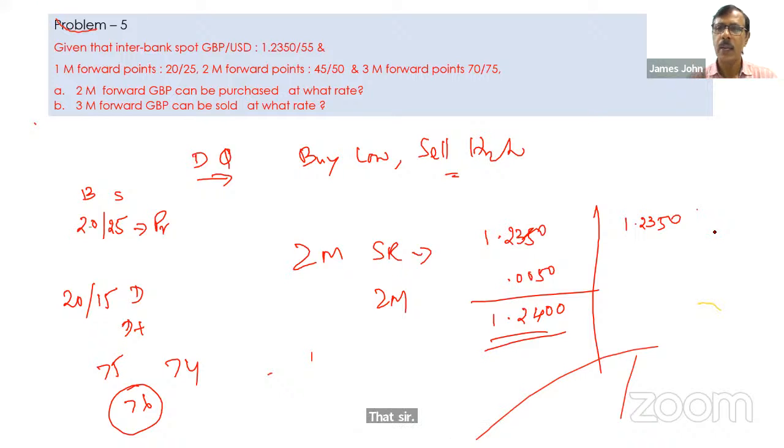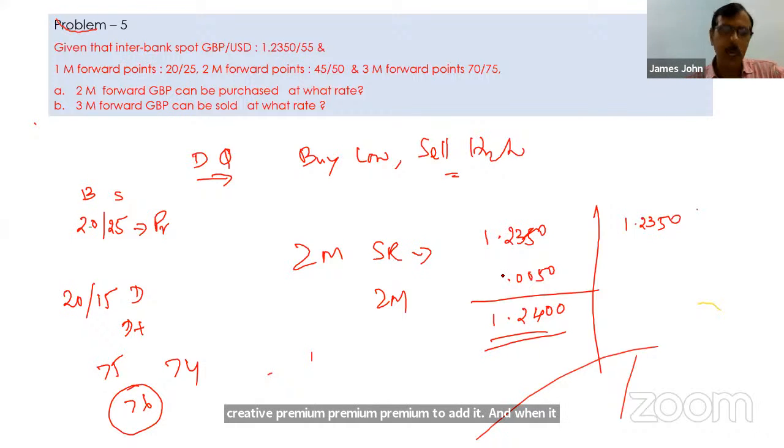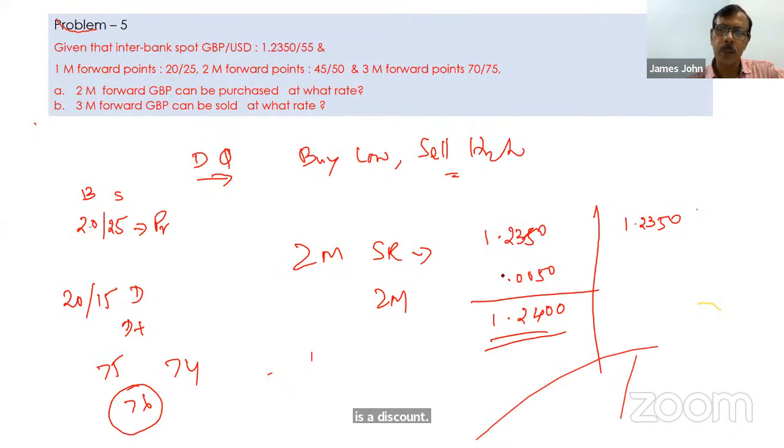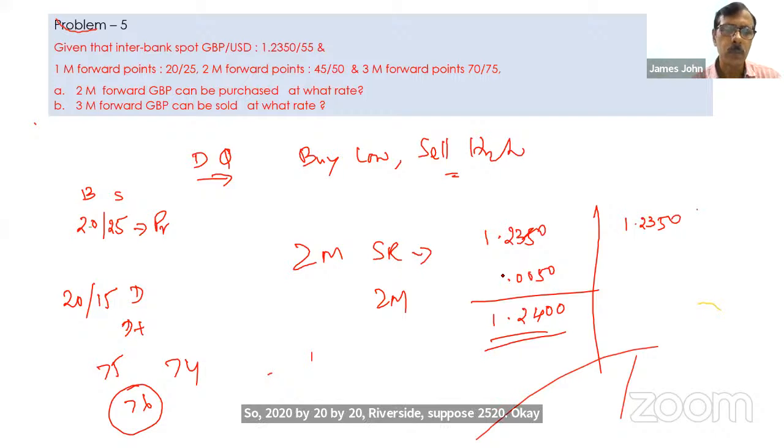Okay, sir. So when the forward rate is at a premium, we have to add it, and when the rate is at a discount, we have to deduct it. That's correct, right, sir? So if the 1 month forward points were 25-20, on the reverse side, we would have to subtract from 1.2350. Yes, that's all.